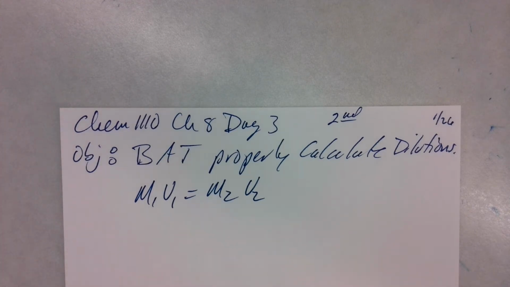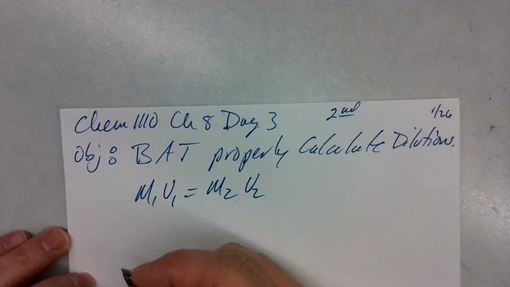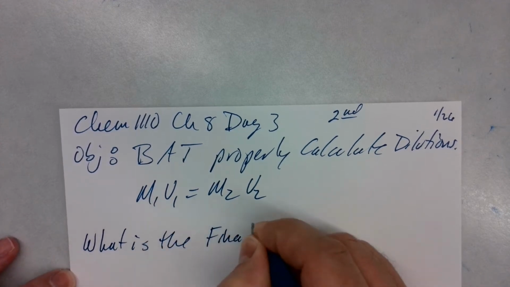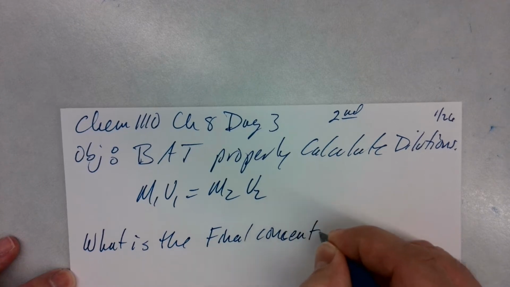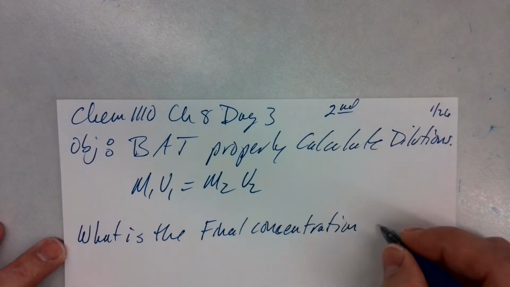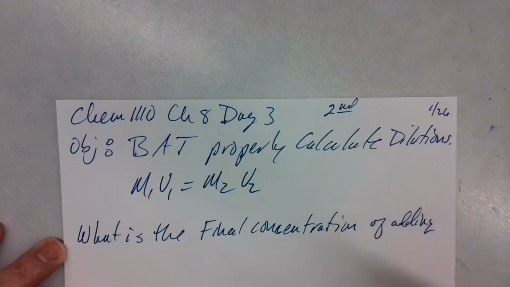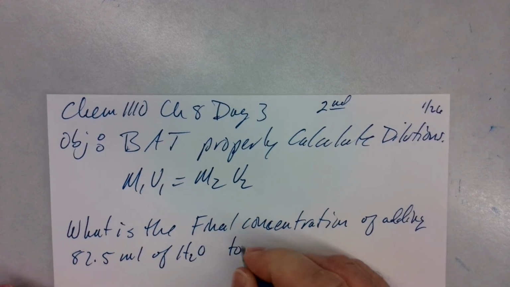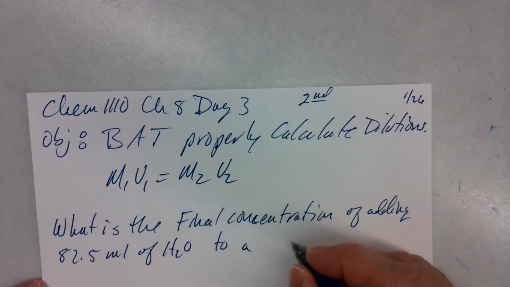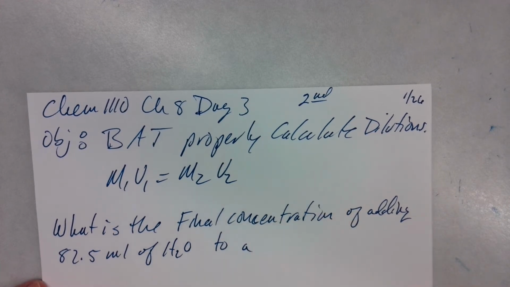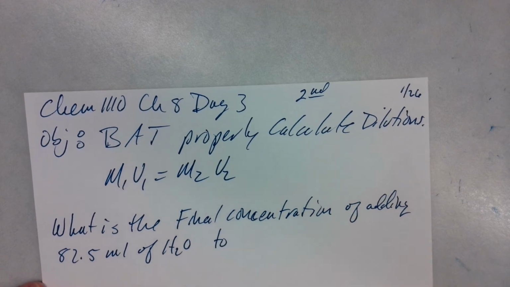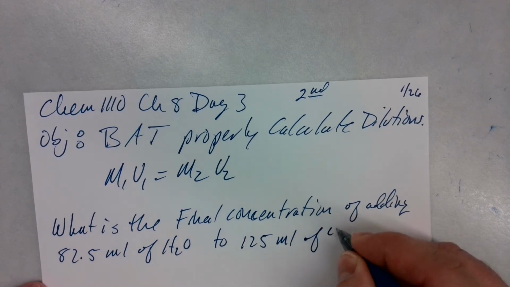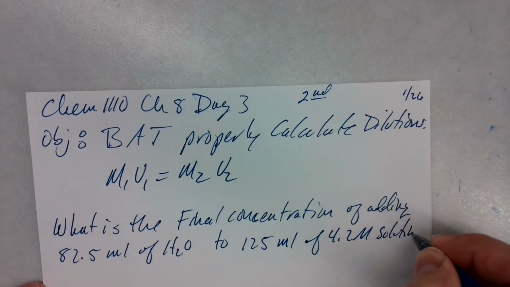So what they do is it's going to look something like this. It would say, what is the final concentration of adding 82.5 milliliters of water to 125 milliliters of 4.2 molar solution. Okay.